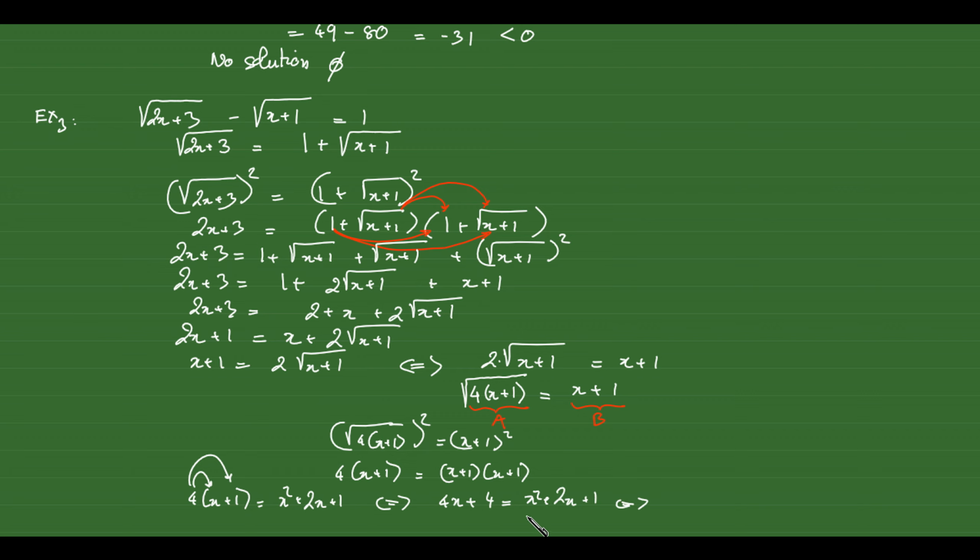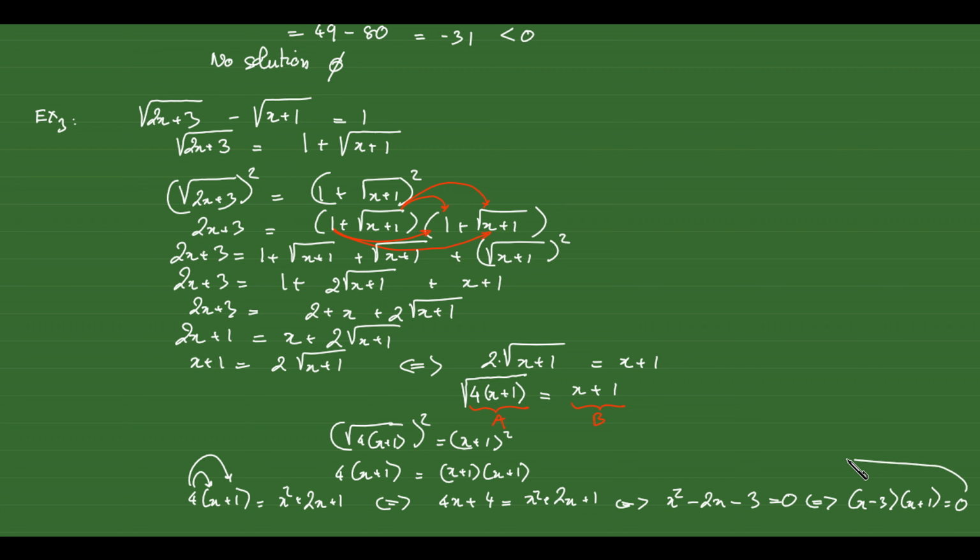And now we have the quadratic, right? So I'm going to go ahead and subtract both sides by 4x, so that gives you negative 2x. And I'm going to subtract both sides by 4, which gives you negative 3, equals 0. And now we can go ahead and factor this. So we have negative x minus 3, x plus 1 equals 0.